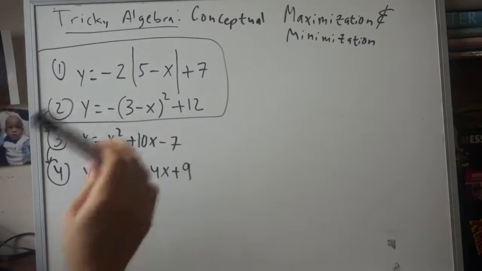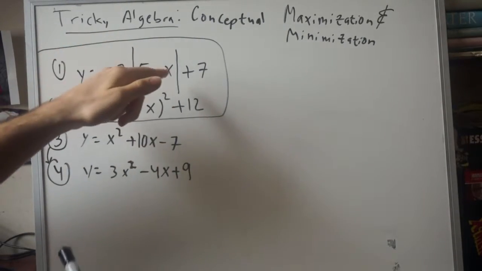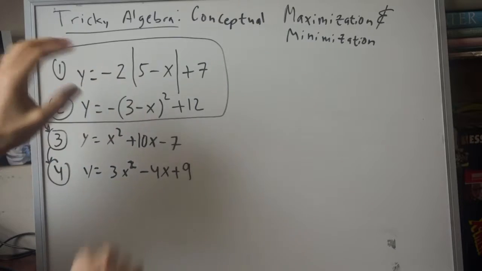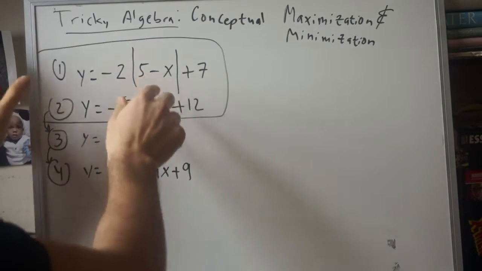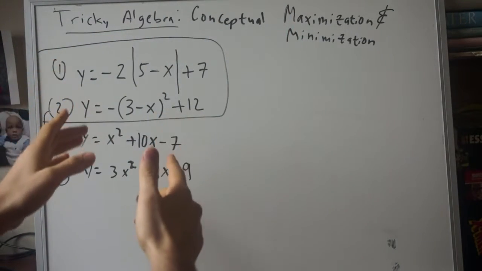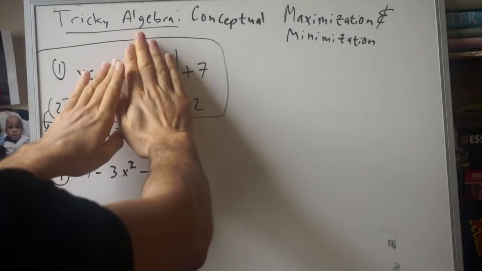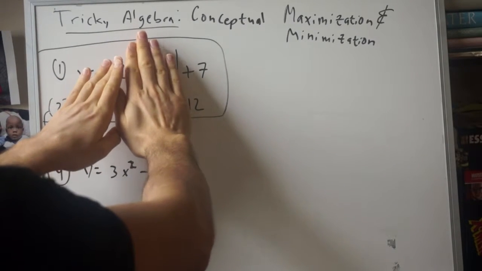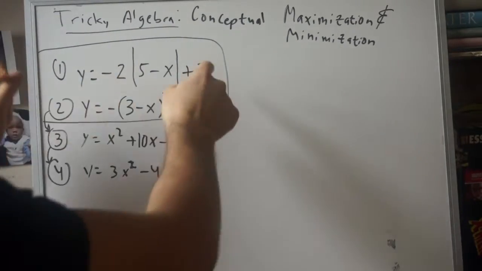In other words, the best we can do is to set this inside to 0. So x would have to be 5, but that doesn't even matter. By having the absolute value part be 0, negative 2 times 0 is just 0, so this part is gone. So conceptually, when you look at this, you know that this is going to do nothing but hurt us, so let's just get rid of this part. And the best we can do is to get 7 for y. So the maximum value of this expression would be 7.